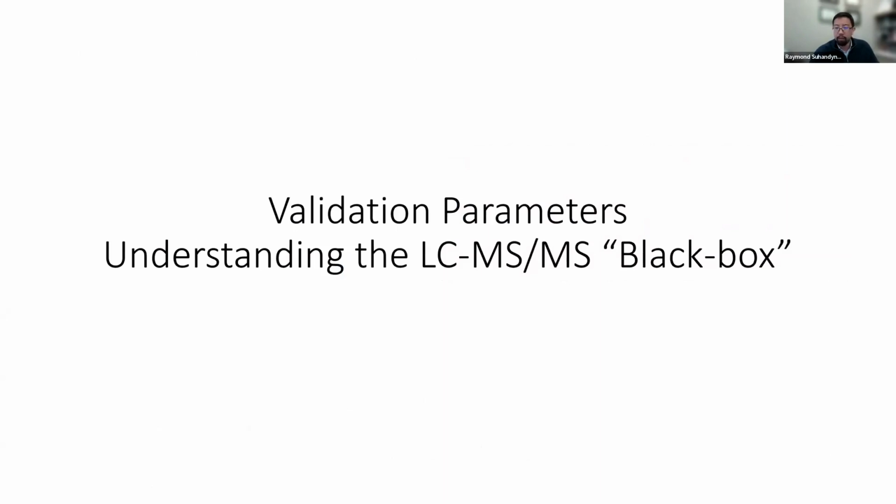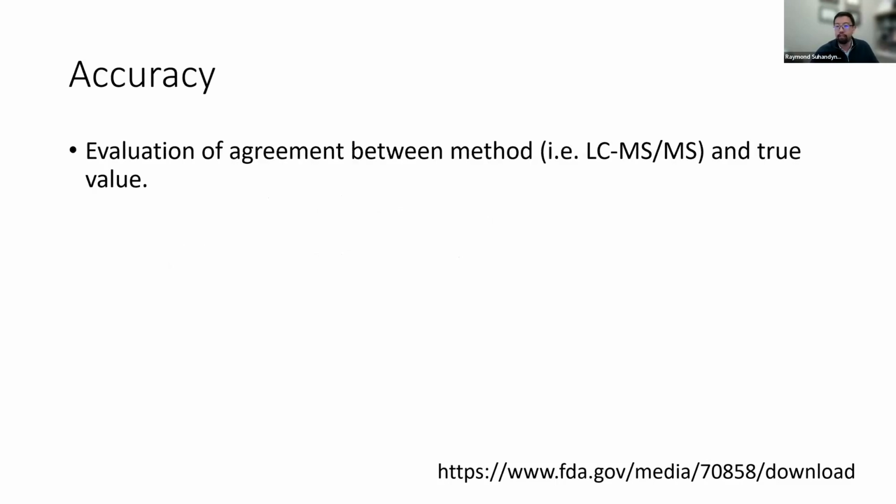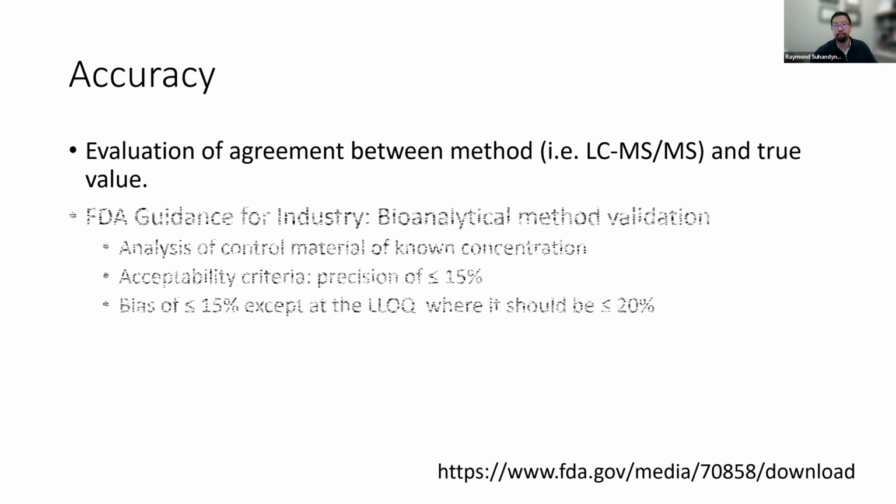So going a little bit more high level, again, through the validation parameters. Just not to bore everyone, this will be very quick, and it's also sort of the reference. I know these slides might be distributed, so feel free to come back to look through them and also reach out if you have any questions. So accuracy, generally it's just thought of as the agreement between methods, LCMS in this case, and a true value.